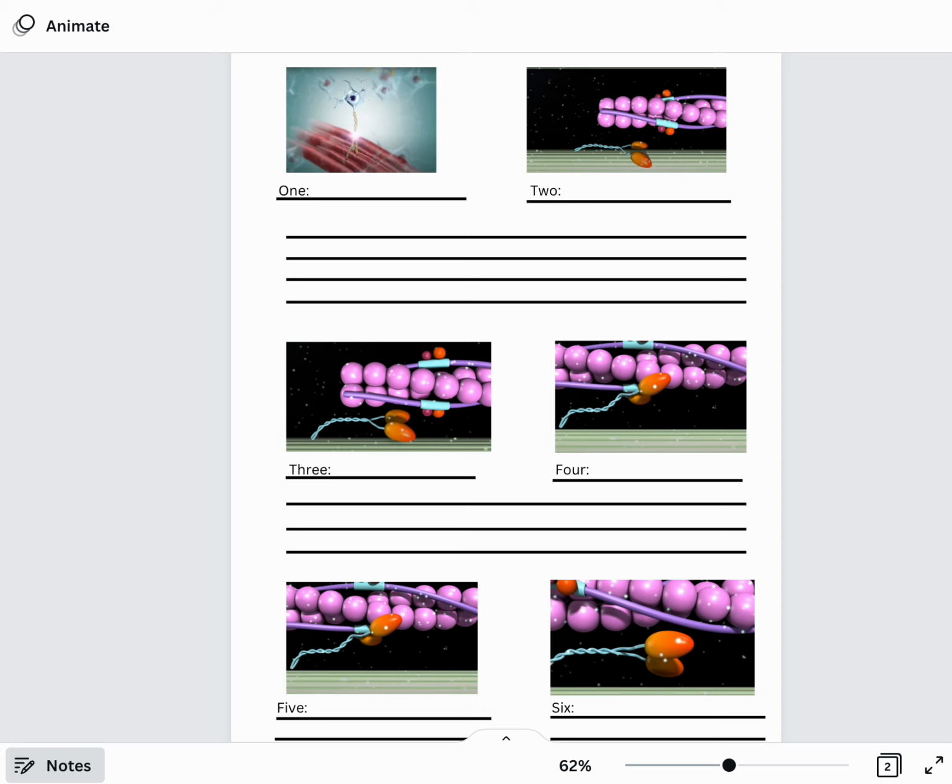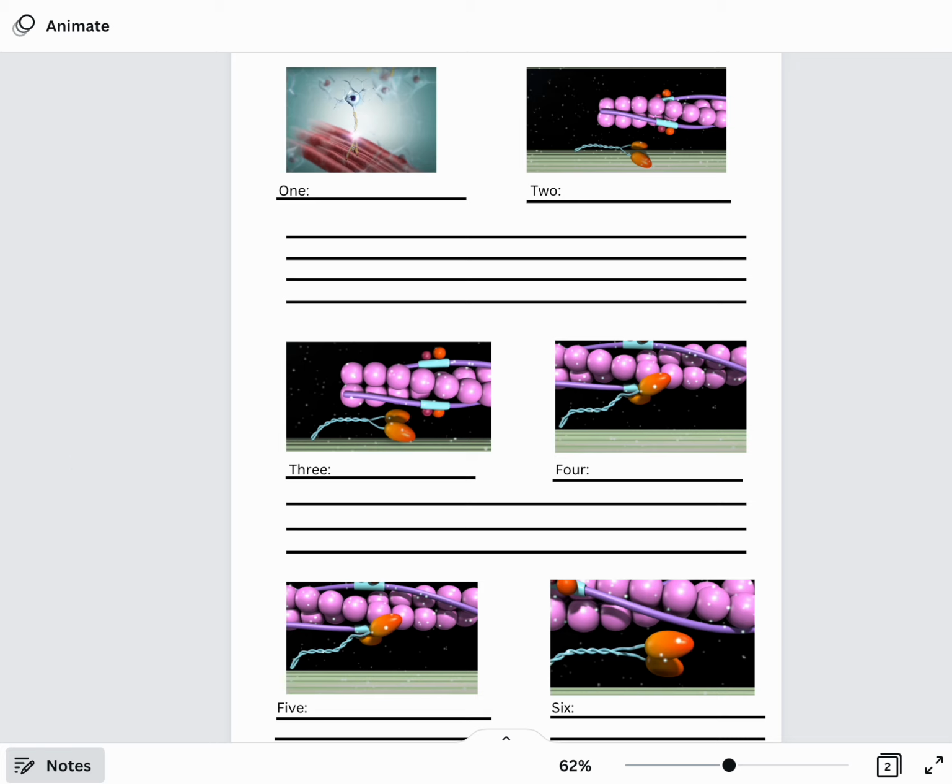I will spell out sarcoplasmic reticulum in case you need the spelling of that. S-A-R-C-O-P-L-A-S-M-I-C. That sarcoplasmic reticulum is R-E-T-I-C-U-L-U-M. Sarcoplasmic reticulum. So let's go over steps 1 through 3. Step number 1, the nerve impulse arrives. Step number 2 is the release of acetylcholine. And step number 3 is the release of calcium ions from the sarcoplasmic reticulum.